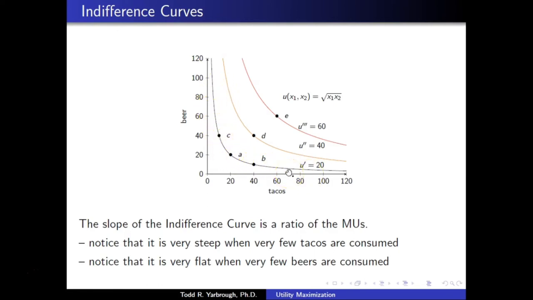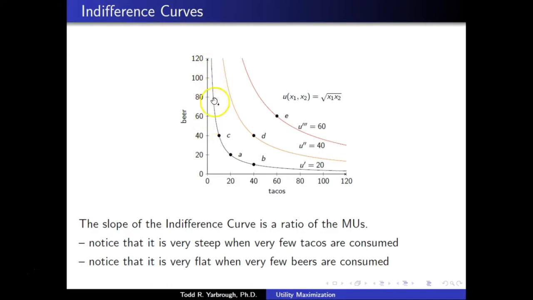So your preferences are related to your marginal utilities, and specifically, it's the slope of your indifference curve. Now, we can see that the slope of the indifference curve is not constant. These are not linear functions, so the slope is changing. The extent to which the slope is changing is going to be determined by your marginal utilities. Specifically, the slope of the indifference curve is a ratio of your marginal utilities. Basically, how happy am I going to be made by an additional unit of tacos versus how happy am I going to be made by an additional unit of beer? I'm just comparing the two products, right?